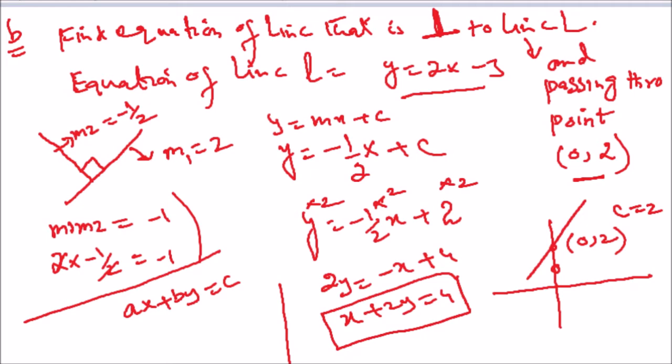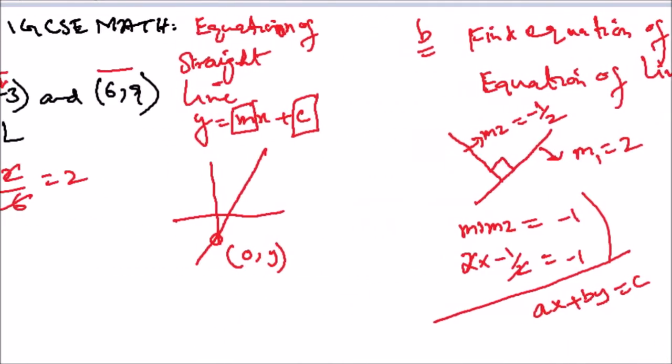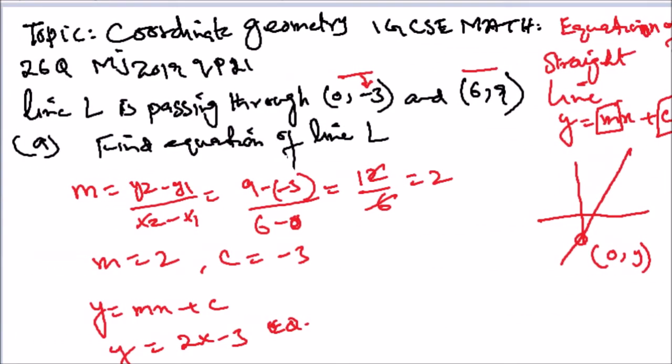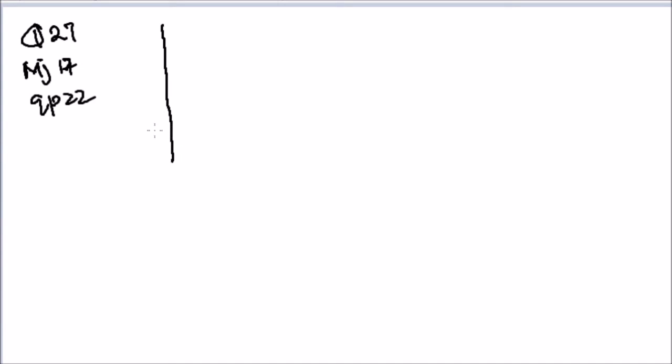So I'm bringing a new question. This is another question. Question number 27 from May-June 17, and question paper is 22. Now see, here we have a diagram. I'm just making a rough diagram here. You can see the question in the past paper.